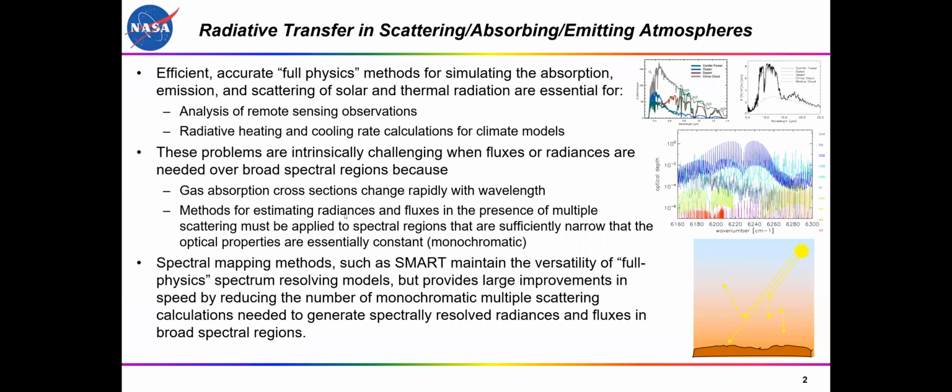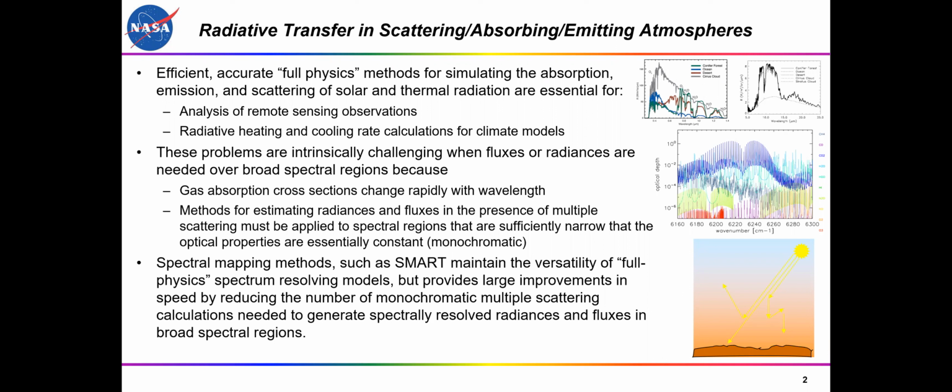So just very quickly, we need these methods that generate high resolution spectra of planetary surfaces and atmospheres for a whole variety of different applications, both remote sensing and radiative heating calculations. SMART has been designed to address both of those communities. The basic challenge it tries to get around is the need to cover wide spectral ranges at very high spectral resolution so they can fully resolve all of the optical properties within those spectral regions.